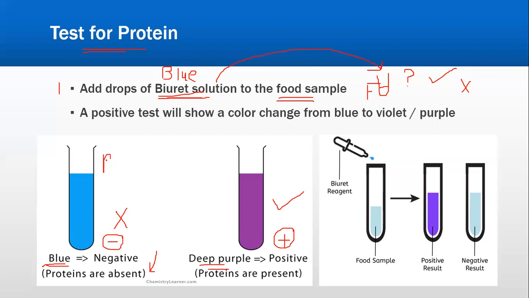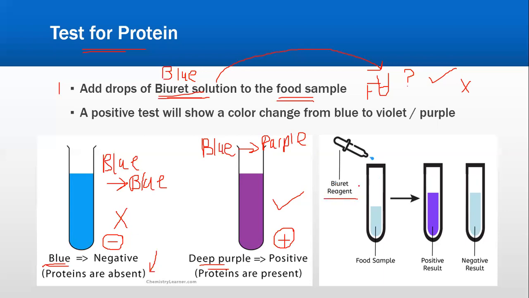तो अगर आपके पास color blue ही रहा, if in the start it was blue, at the end it remained blue, this means that they are not present. If the solution changed from blue to purple, this means that yes, proteins are present in the food sample.